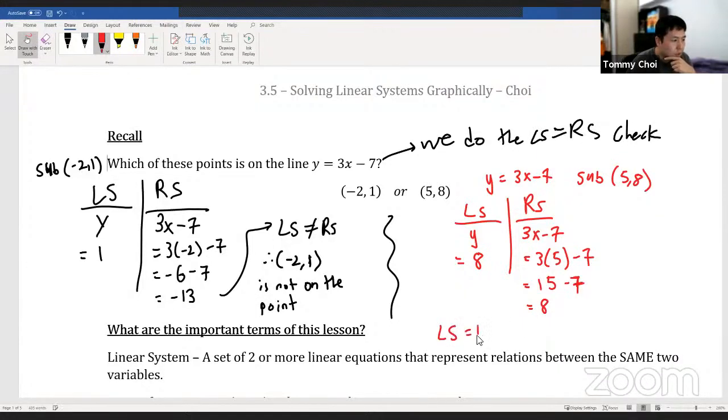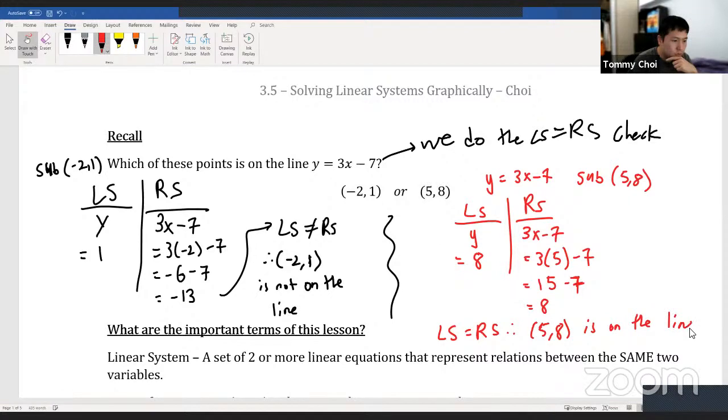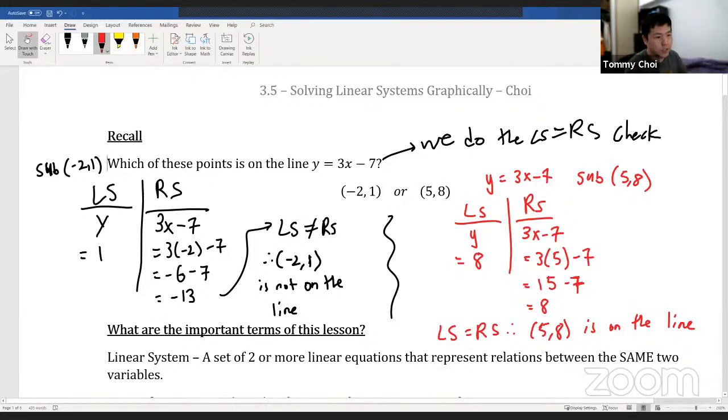And what do we get? We get left side equals right side. Therefore, 5, 8 is on the line. Oh, I wrote "not" here, it should have been on the line. That's the important part. So when I'm asking you to check points, like is this on a line, we've done this before. We plug it in, we do a left side, right side check. The reason we do this check is because we want to make sure that our answer is correct. So let's continue on to the second part.